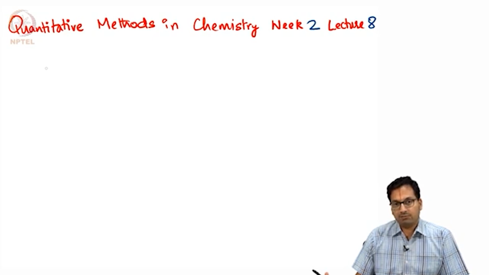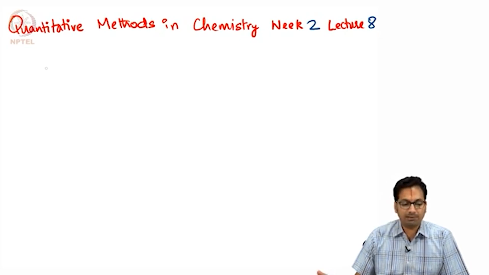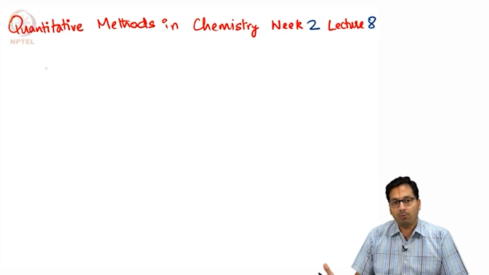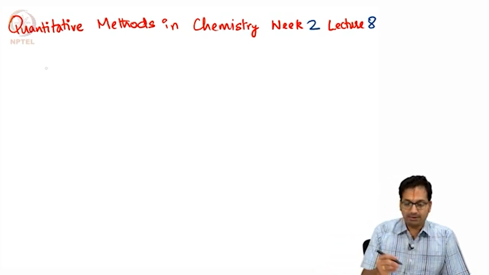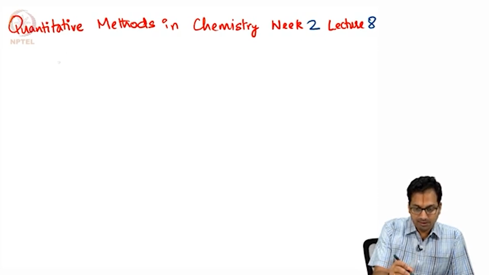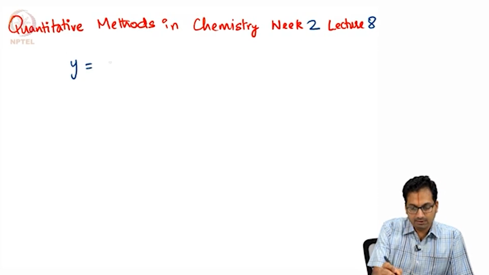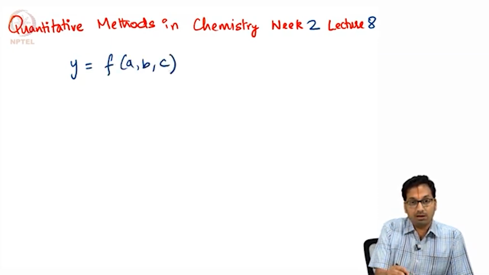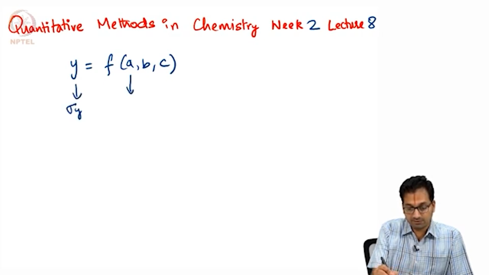In the last class, we tried to put some emphasis on understanding how errors propagate when you have multiple measurements that finally give you one measurable. We tried to estimate how much error goes, and this was done by using an equation. For instance, you are trying to measure something like y, that is a function of a, b and c. We did the equation, and let us say each one of these is associated with an uncertainty.